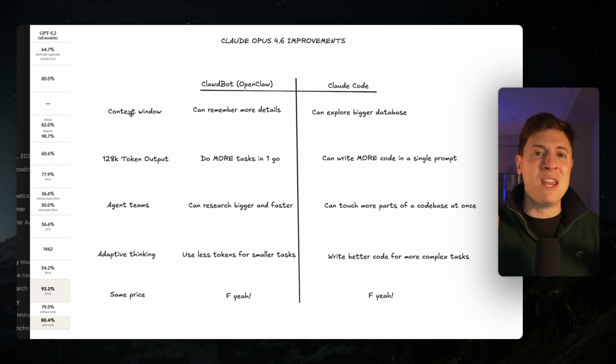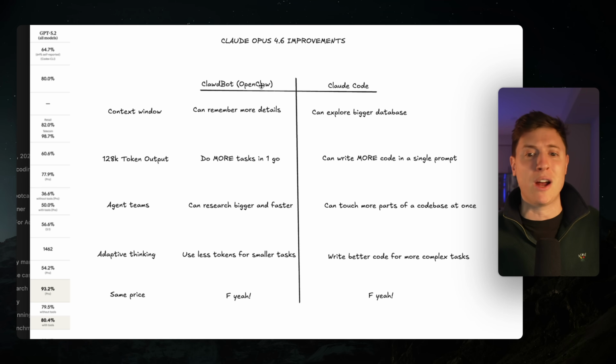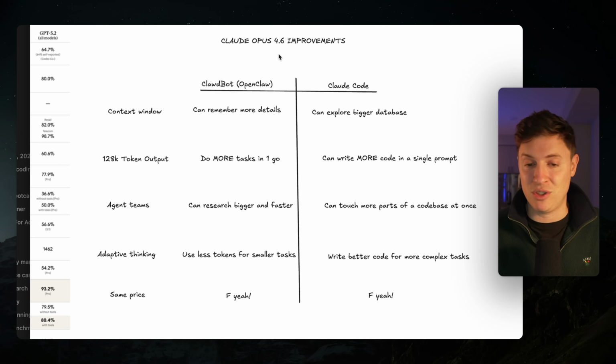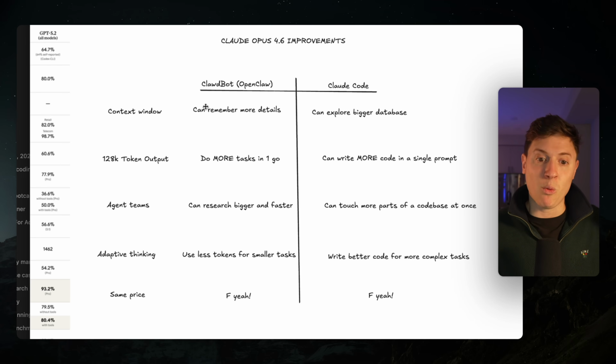But what does that mean for your tools? How does that improve both ClawdBot / OpenClaw? I'm actually starting to use the new name now, and Claude Code. Well, one thing, this gives ClawdBot significantly better memory. The fact that it can remember 1 million tokens of context at a time means when you're having a super long conversation, it won't need to compact as much and it'll be able to remember way more details.